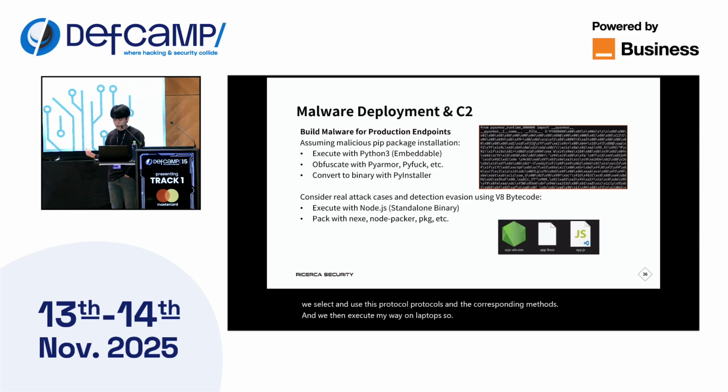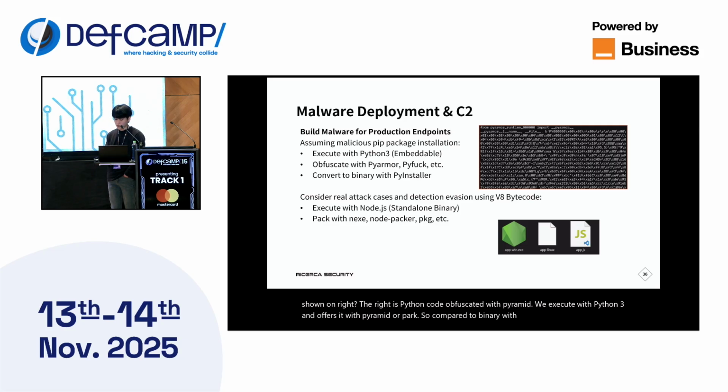Here I introduce effective techniques for both Python and Node.js. So why use script engines? Because both pandas and Lazarus are paying attention to these techniques, and script-based malware can be reused by changing the C2 server address. And attack using Python, assuming malicious package installation by users. What is shown on the right is Python code obfuscated with PyArmor. We execute with Python 3 and obfuscate with PyArmor or PyFuck. Then convert to binary with PyInstaller.